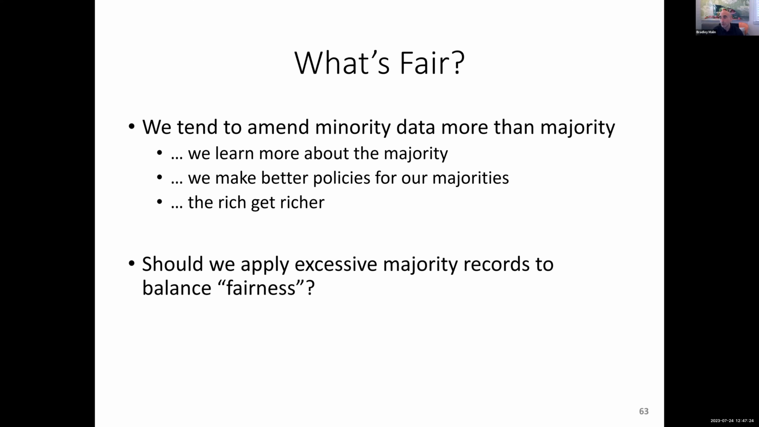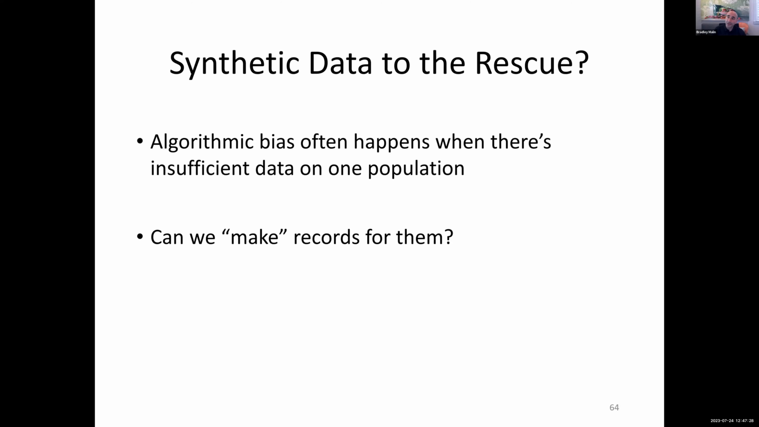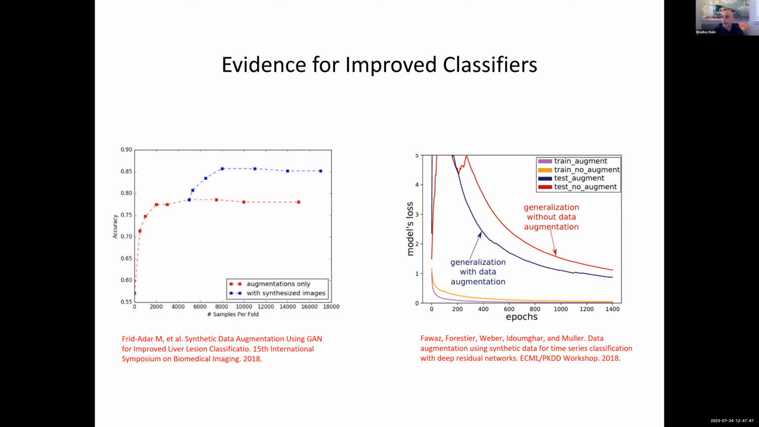So could you do something to balance the system? And so this is the last part of what I want to talk about, which is, could you use things like synthetic data? A lot of people are talking about synthetic data now. There's an expectation that it might be able to help with algorithmic bias, but how do you do this, right? So this is an example of why it's potentially useful, and then I'll walk you through what we've been doing in this space.